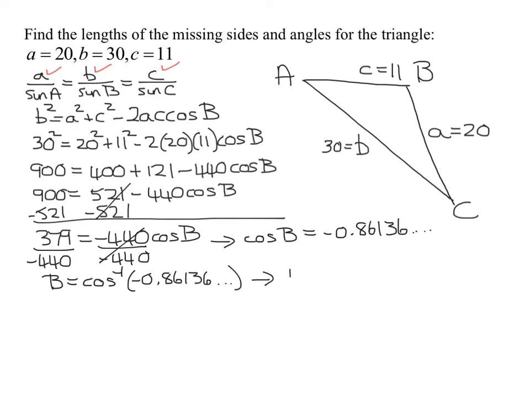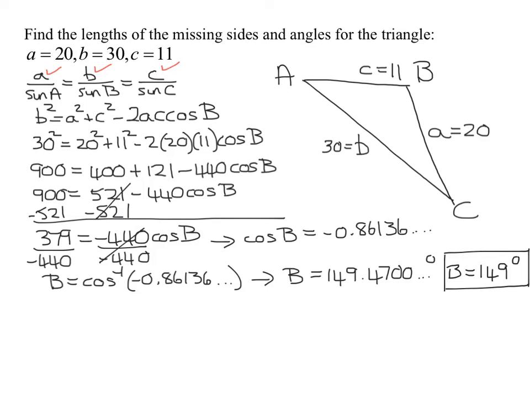And that gives me the angle B is equal to 149.4700 degrees. That's the accurate version for angle B. And if I round that to the nearest degree, I get B is 149 degrees. So I found the first angle. Now I need to find either angle A or angle C.